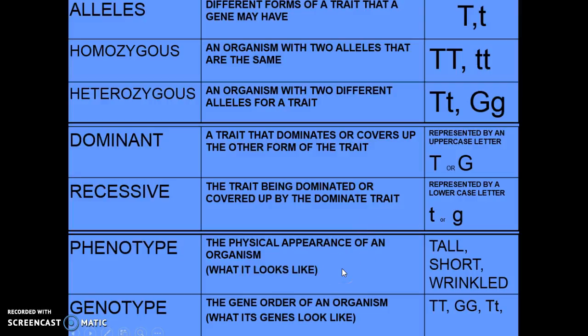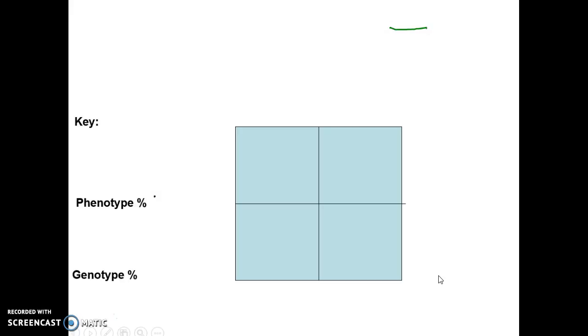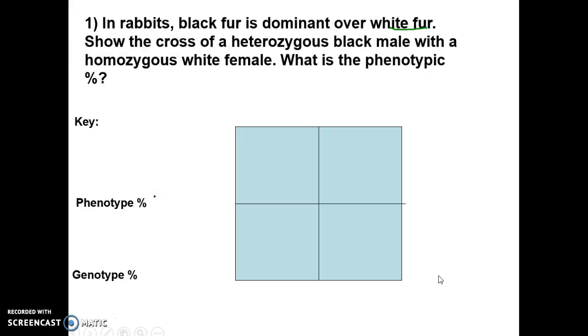Phenotype, in your worksheet, when they ask for the phenotype, they're asking for the physical appearance. If the worksheet asks for a genotype, then they're asking for the letters. So pay attention to which one they're asking for. If you want to go ahead and take out your worksheet, you should already have it out. You should have copied the vocabulary. Next, I'm going to very quickly go over number 1.